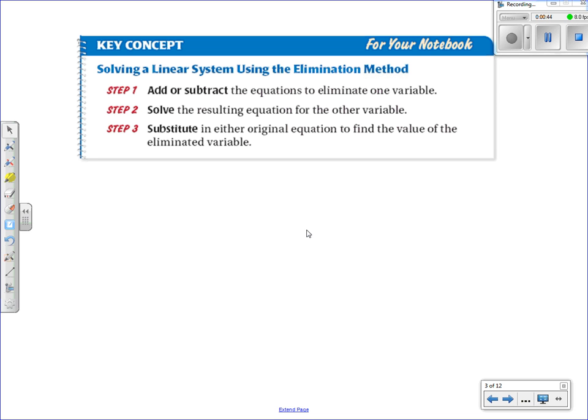First step, add or subtract the equations to eliminate one variable. Instead of subtract, you're going to hear me say add the opposite. I find most people get the addition easier than they do subtracting, so we're going to talk about adding the opposite. Solve the resulting equation for the other variable. Substitute into either original equation to find the value of the eliminated variable. It's important that you always go back to the original equation for that substitution step.